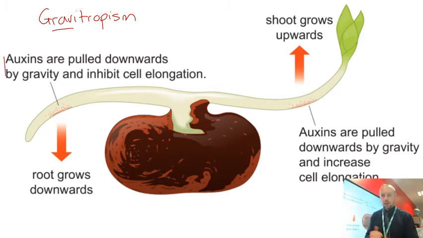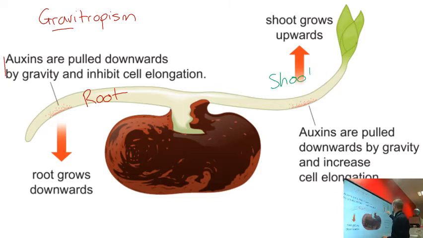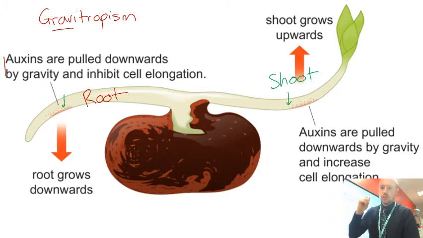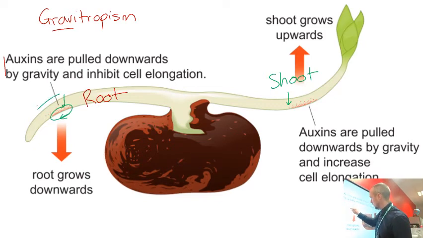Auxins are pulled downwards. So here we've got root, and here we've got shoot. They're pulled downwards in both. So if there was auxins here, it's being pulled down, it's being pulled down. What do auxins do in the root? They make it grow slow. So this side is going to grow slow. This side's going to grow fast. So what happens is it bends and it goes down.